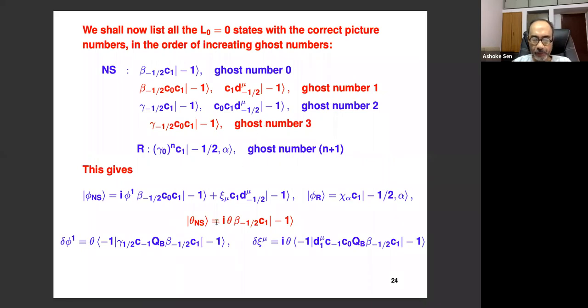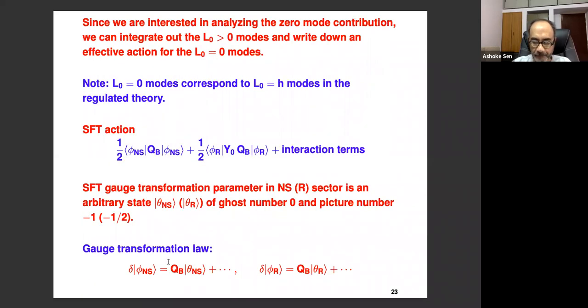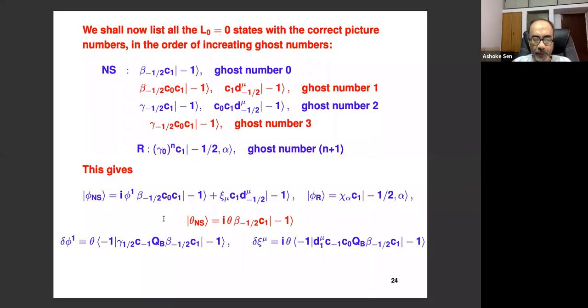So the gauge transformation parameter is just theta times this. Okay, again, this factor of i I have included because of a reality condition. We'll see that this is useful. And now using this, we can calculate explicitly the transformation laws of phi 1 and xi mu, right? The way we do it is, remember that the general transformation law is delta phi NS is equal to QB on theta NS, right? Here. So you first apply QB on theta NS, right?